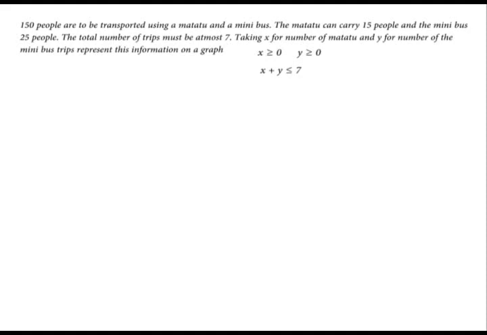So whatever number of trips will be made, the number of people transported must be 150 or more. So the inequality for the total number of people will be 15x plus 25y must be greater than or equal to 150. That simplifies to 3x plus 5y is greater than or equal to 30. So these are the constraints.